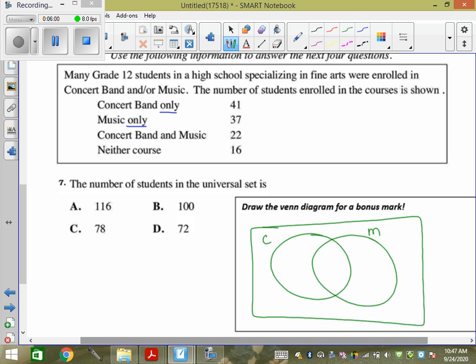So I'm going to start with the middle anyways because I want to. So and is 22. Concert band only is 41. I don't subtract them because it says only. When it says only, we do not subtract. 37 are music only. 16 are in neither. When we add these up, how many is it?